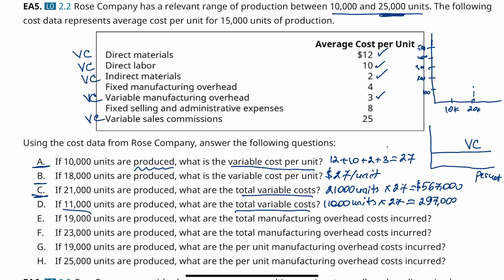So if I'm producing 21,000, the cost will be somewhere here, so 567, somewhere right here. If I'm producing 11,000, which is somewhere right here, it's going to be 297, which is somewhere around here. And as you can see, it's going to be an increasing line of variable cost. So something like that.